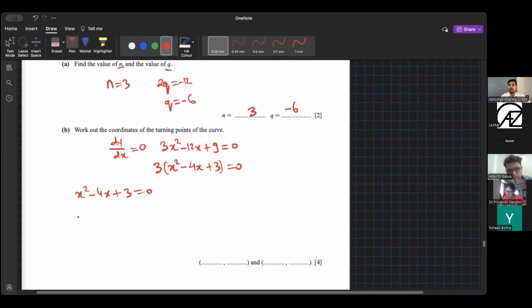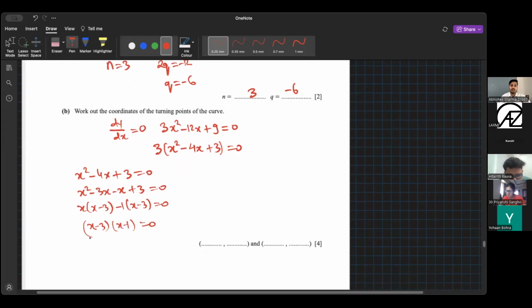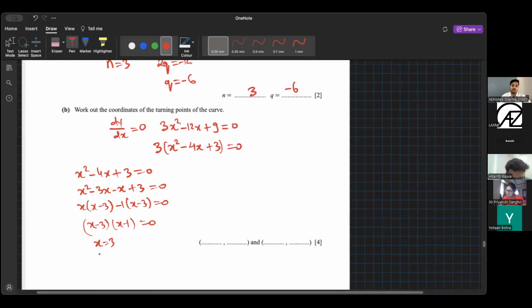So we can solve using the factorization method. x square minus 3x minus x plus 3 equals 0. So this is going to be x minus 3 minus 1, x minus 3 equals 0. So we can write x minus 3 and x minus 1 equals 0, right? So x equals 3 and x equals 1.